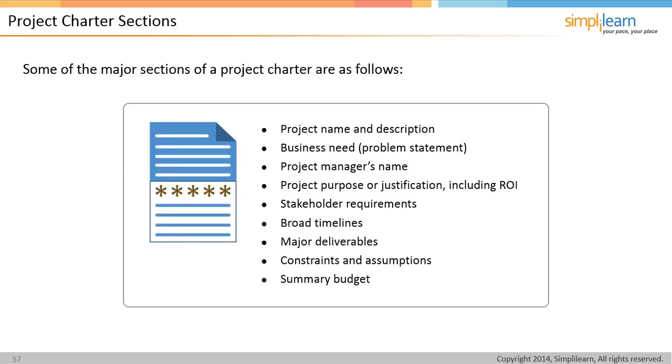They might just be presented a little differently, in terms of shapes and pictures and colors and graphics, but most of them have pretty much the same information in them. So there's not a lot of variation. But again, there's no standard way that says it must be done this way. So it'll have things like the project's name and description, the business need or a problem statement, the project manager's name, the belt, project purpose or justification, including an ROI.